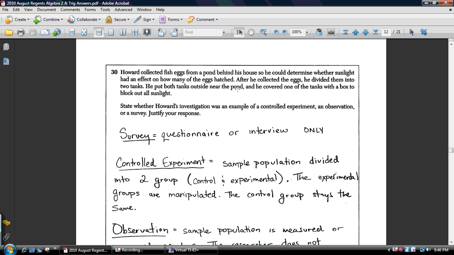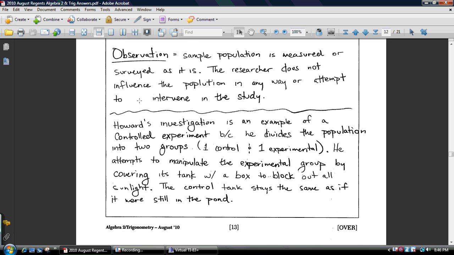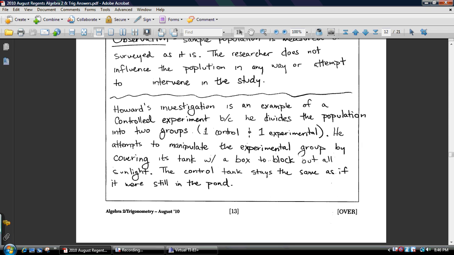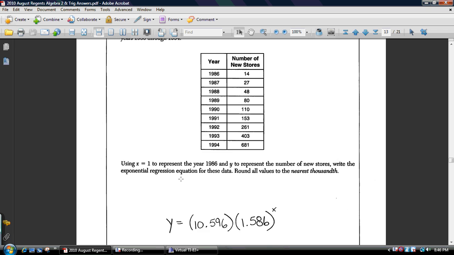Well, he divides them into 2 tanks. He puts both tanks outside near the pond, not removing them too far away, and he covers one of the tanks with a box to block out sunlight. So Howard attempts to manipulate the experimental group by covering its tank with a box to block out all the sunlight. That's the experimental group. The control group tank is going to stay the same as if it were still in the pond. So that's why this is a controlled experiment. He messed with stuff.